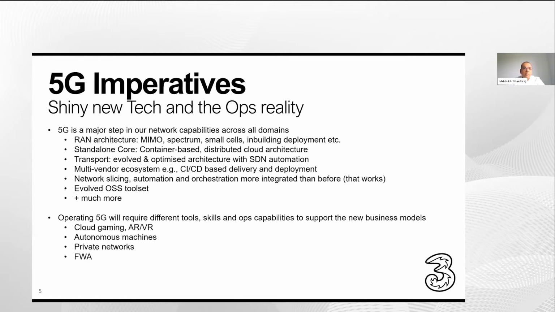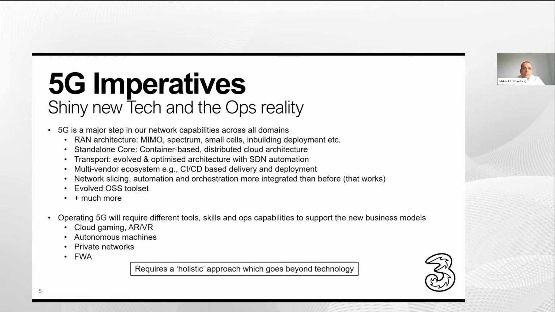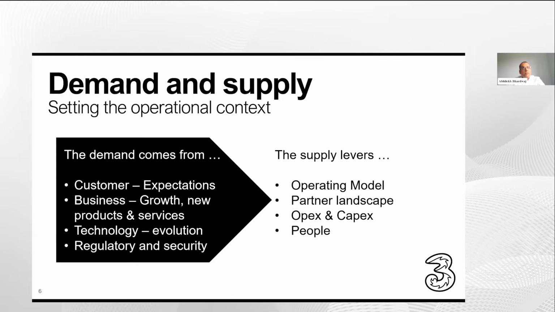What this means is that operating 5G will require different tools, skills, and operational capabilities to support the new business models. Some examples are cloud gaming, augmented reality, virtual reality, autonomous machines, autonomous cars, drones, private networks, and fixed wireless access. One thing that becomes very clear is that we need a holistic approach which goes beyond technology. The risk here is that we operate technology for technology's sake, and that's what I would like to avoid as part of operational transformation.